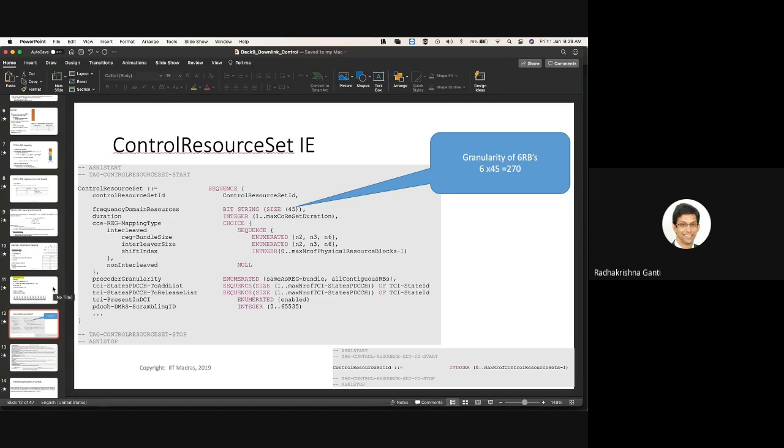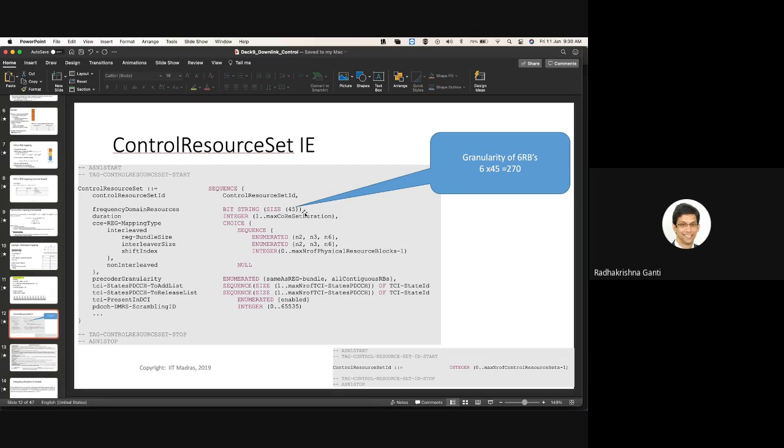Now the question is, where do we put it? We understood where to put it in the time domain. We also know whether a CORESET is interleaved or non-interleaved. Still, we are talking only about the CORESET. The question is, where is it put in terms of frequency resources? The frequency location of the CORESET is given by a bit string of length 45.